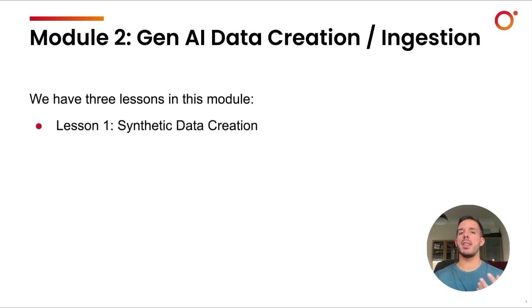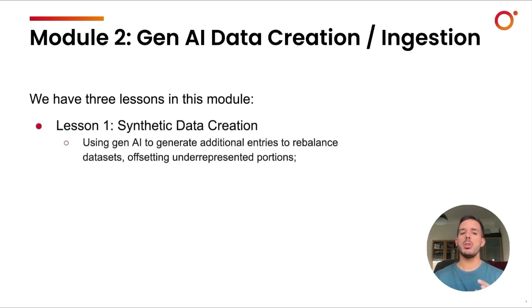The first is about synthetic data creation, that is, using generative AI to generate additional entries to rebalance the dataset, offsetting an underrepresented portion. For example, if we have a dataset that is missing a specific type of data, or data with specific ranges in terms of values, we can create synthetic data that are very similar to the rest of the dataset, but have those values of that specific range to rebalance the dataset. In other words, we can make up for underrepresented portions by generating additional data.